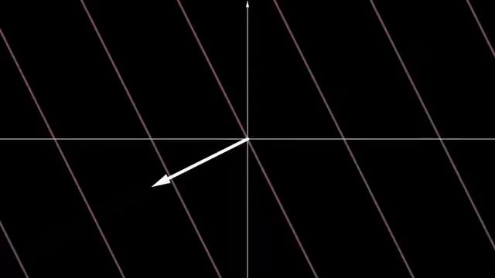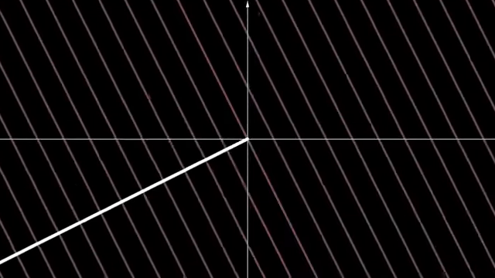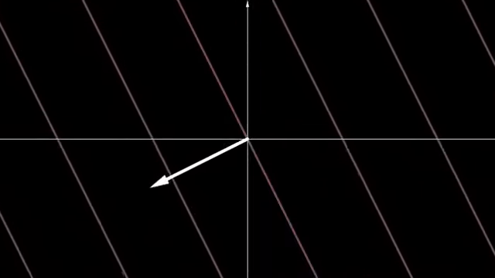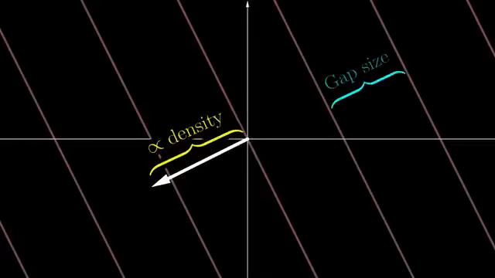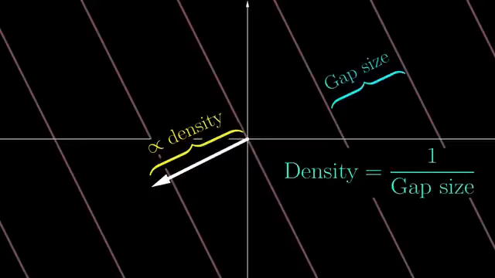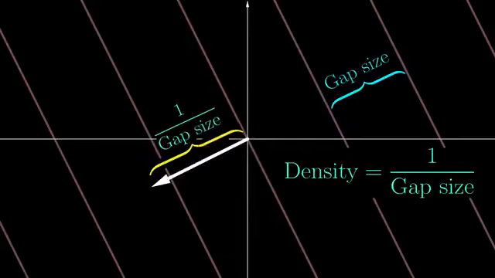If we scale this vector, we notice that the longer the vector, the denser the parallel lines are. So we expect the length to be proportional to the density of the parallel lines. More quantitatively, if we have the gap size between the lines, then the density of the lines should be 1 over the gap size. How many gaps could you fit in one unit? And indeed, the length of the vector is exactly 1 over the gap size.